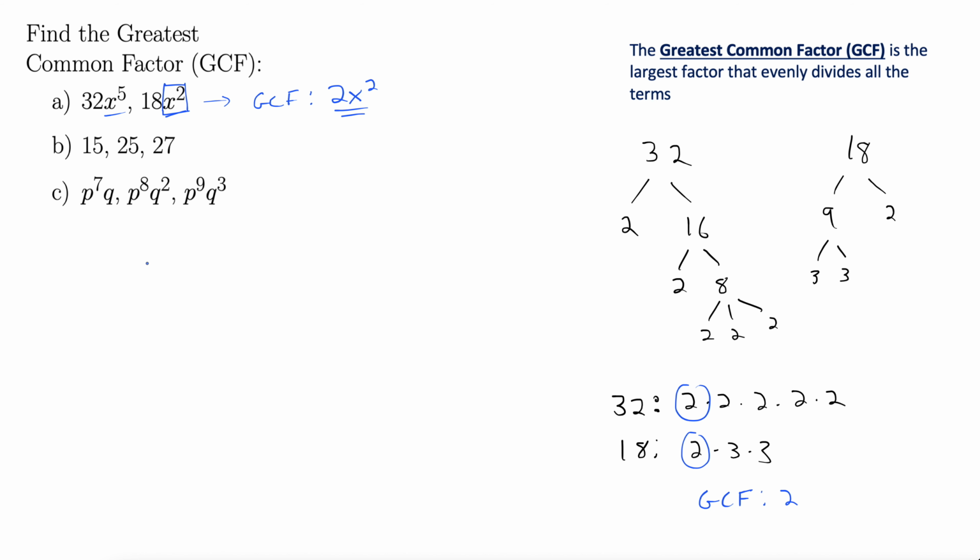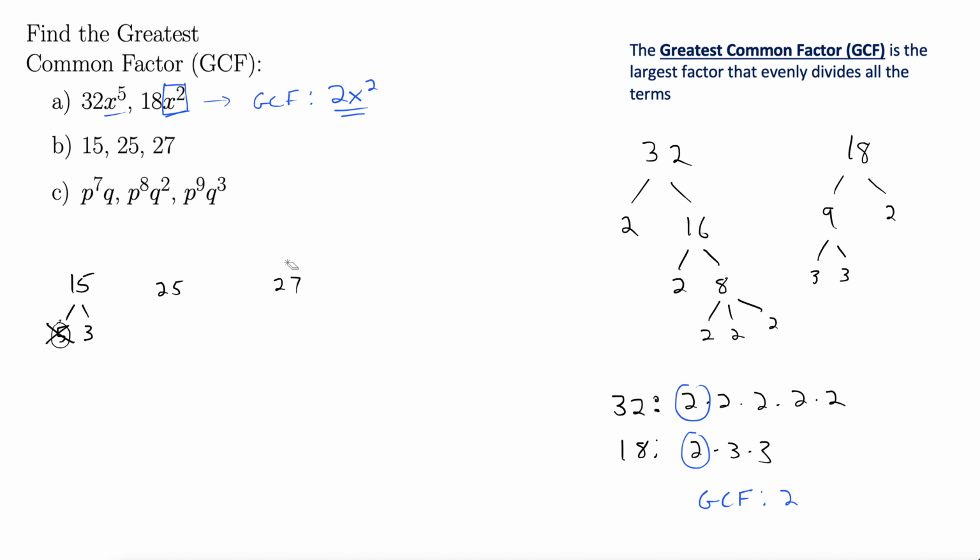Okay, let's look at part B. So we have 15, 25, 27. We want to find the biggest number that evenly divides all three of these. Well, the only options here for 15 are 5 and 3, or 15 and 1, but clearly 15 doesn't divide these. So let's see here. So maybe it's 5. Well, 5 evenly divides 25, but 5 does not evenly divide 27. So it can't be 5.